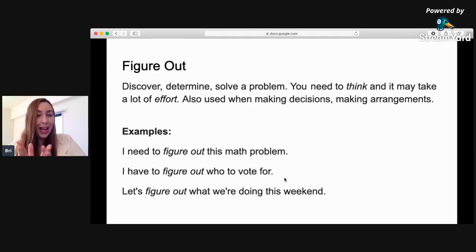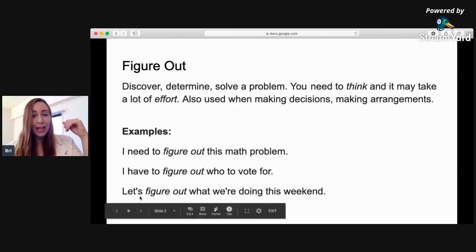But in this sentence, I have to figure out who to vote for. That means you are going to think, and it's going to take some effort, and you need to make that decision. Okay? The last one, let's figure out what we are doing this weekend. So making arrangements, right? Let's figure out what we're doing this weekend. Let's figure out where to meet this weekend, right?